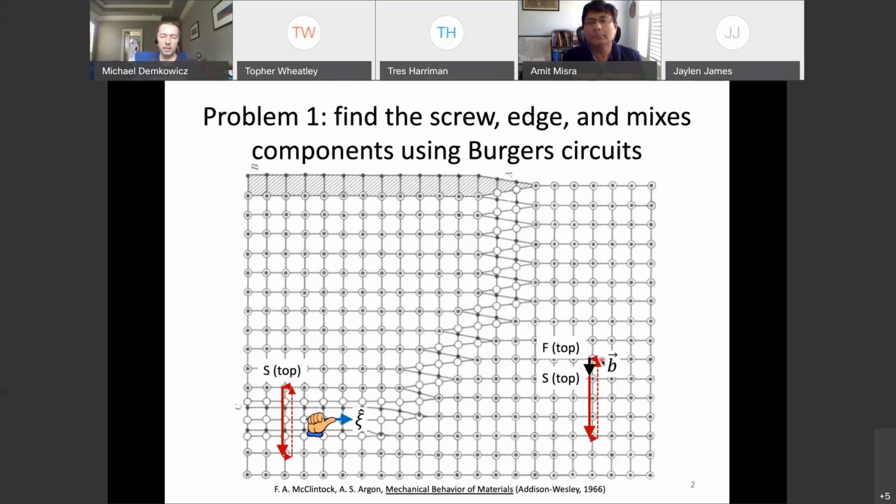And then if I compare that to the line direction, you can see that the line direction and the Burgers vector are perpendicular to each other. So this segment over here is an edge dislocation.